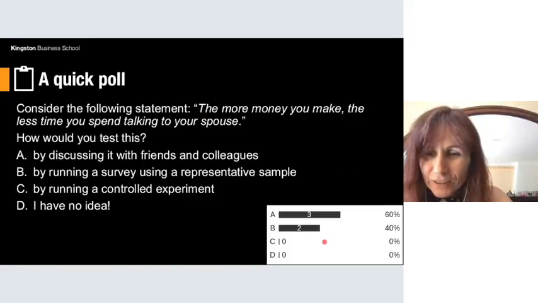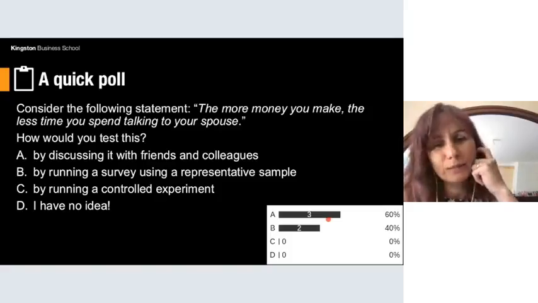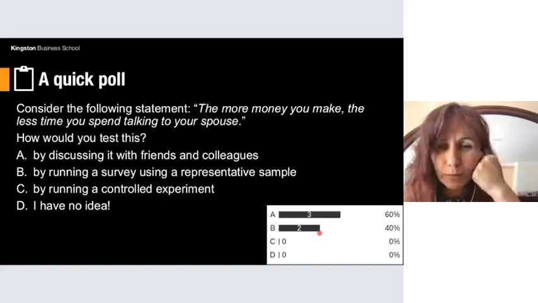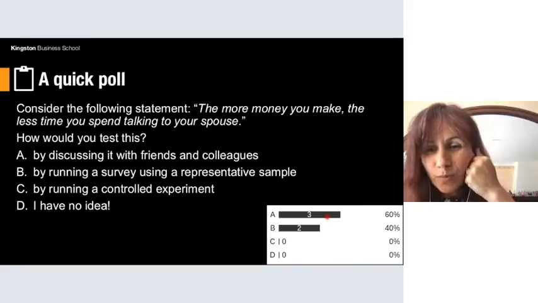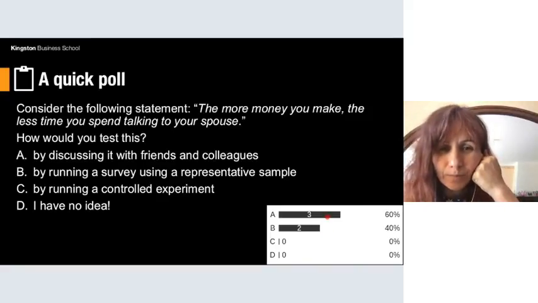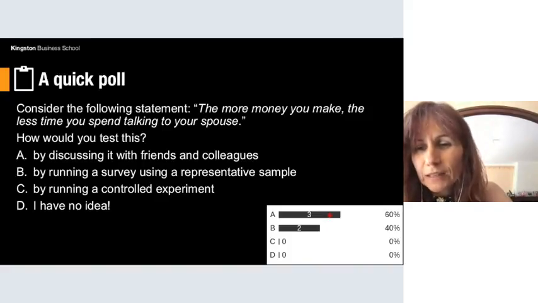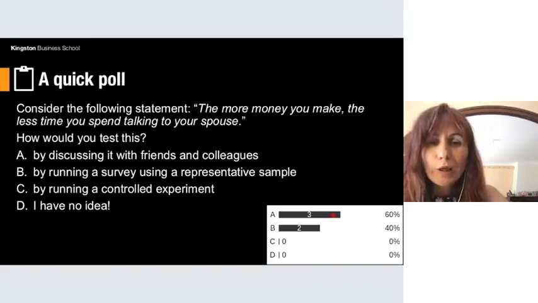Okay, so the answers: three of you have said by discussing with friends and colleagues. Two have said by running a survey using a representative design, and nobody checked running a control experiment. The correct answer here would be two. It's true that you could discuss the statement with friends and colleagues, but you would not be able to test it in this case because maybe your sample would not be representative or be too small to be able to actually test the statement.